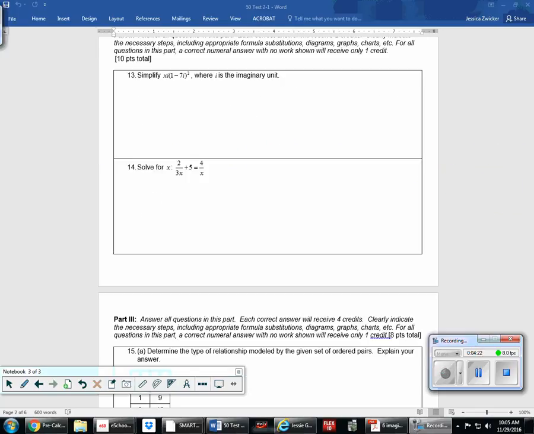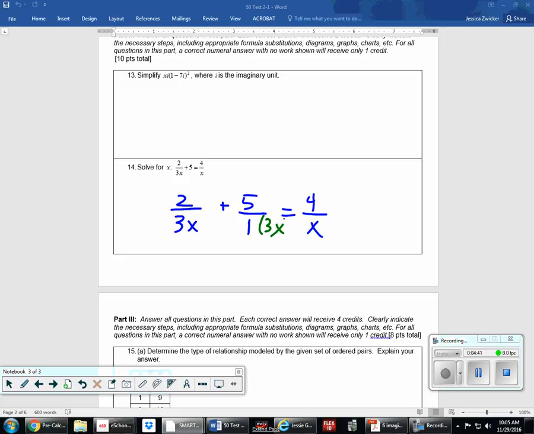Question 14 was a review question, and in that question you had to keep in mind that 5 is really 5 over 1, and we need a common denominator in order to do anything. So now, our denominators, in order to be the same, require a little manipulation. The denominator on 5 needs a 3x in order to be the same as the first denominator. And the denominator on 4 requires a 3. So whatever we multiply the denominator by, we have to multiply the numerator by.